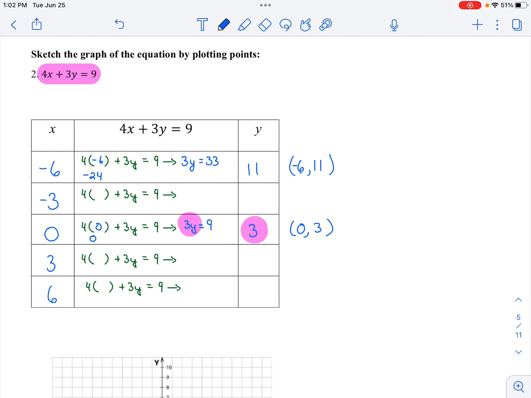Next, I'm going to evaluate this equation for when x = -3. So I'm going to substitute -3 into the equation. 4 times -3 is -12. Adding 12 to both sides will yield 3y = 21, and y = 7.